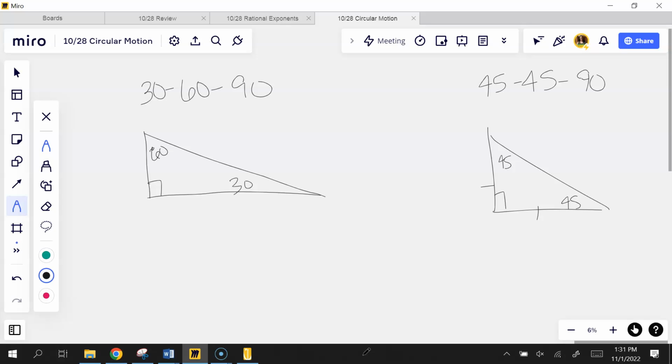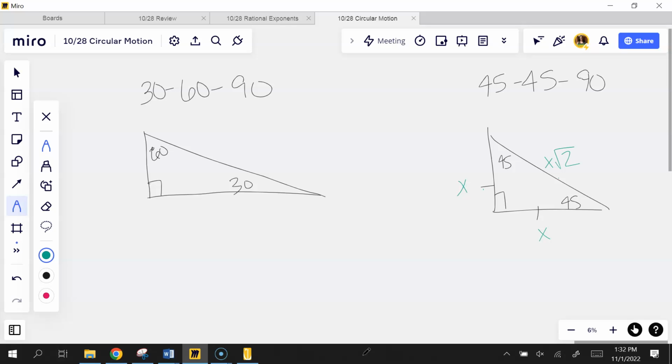Okay. Here's what's special. We'll start with 45, 45, 90. It's the easiest. Whatever the length of this leg is, I know this leg has to be the same, right? If you take that leg and multiply it by the square root of 2, you'll get the hypotenuse every time. If I started with the hypotenuse and I needed to get the legs, right? So to go from leg to hypotenuse, I multiply by square root of 2. How would I go from hypotenuse to leg? Divide by the square root of 2.